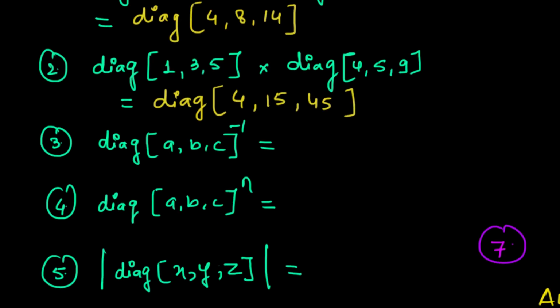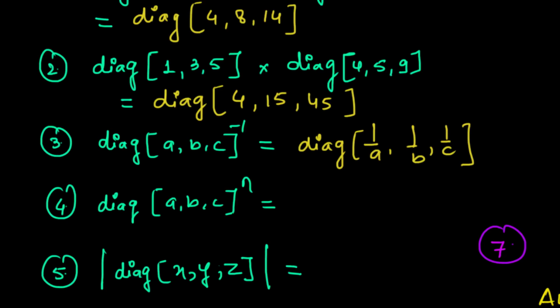Next, suppose you have to find the inverse of a diagonal matrix. So just write diag and take the reciprocal of the corresponding elements. So this is 1 over A, 1 over B and 1 over C. Just make a note that these properties are only applicable for diagonal matrices. They are not applicable for all other matrices.